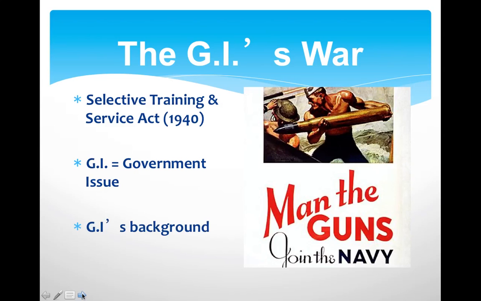And the GI's background. Oftentimes, many soldiers during this time hailed from different ethnic groups. As we see with the next few slides, many Mexican Americans and African Americans had a huge impact in the war. And we also look at the ages of 18 to 25 being the majority of soldiers during this war.